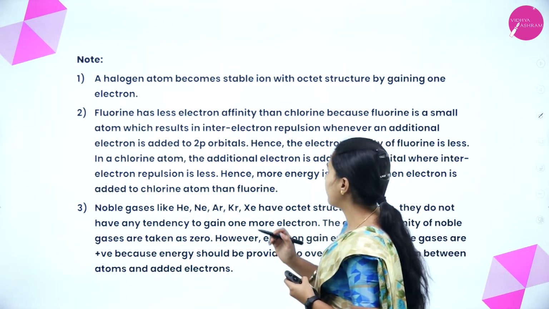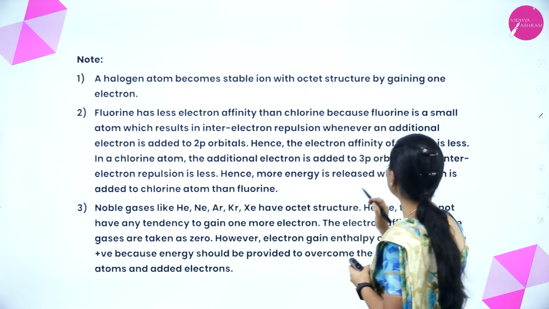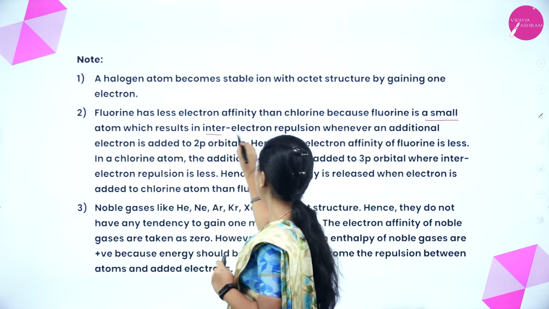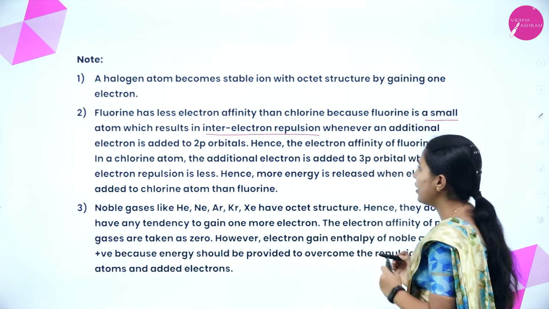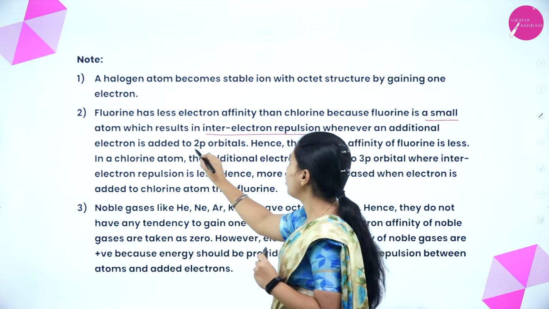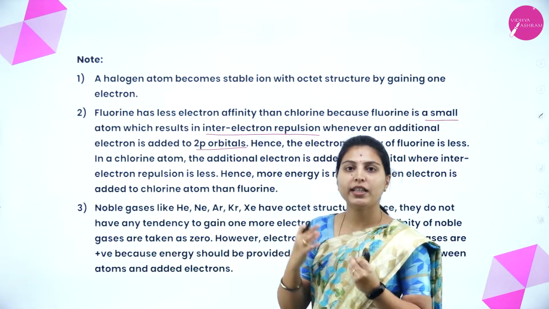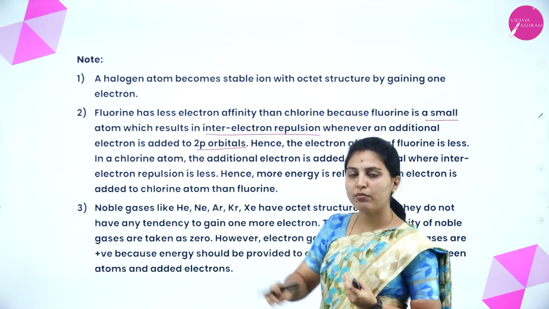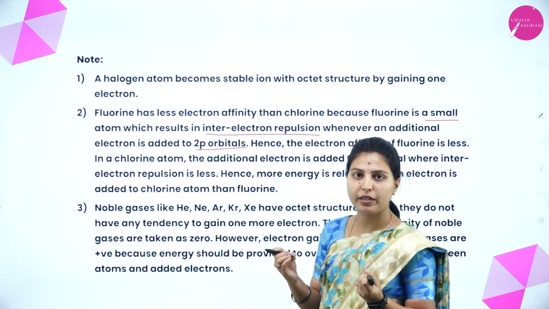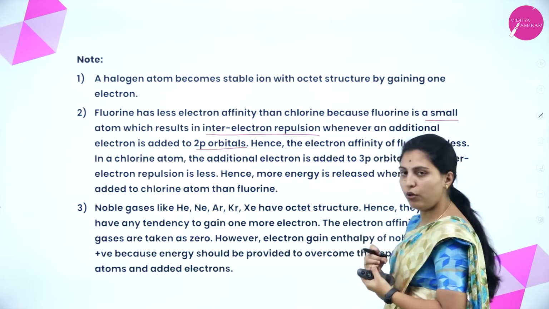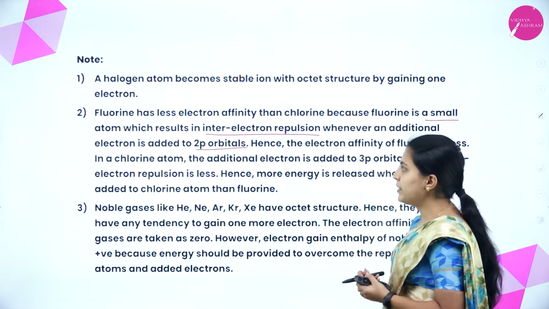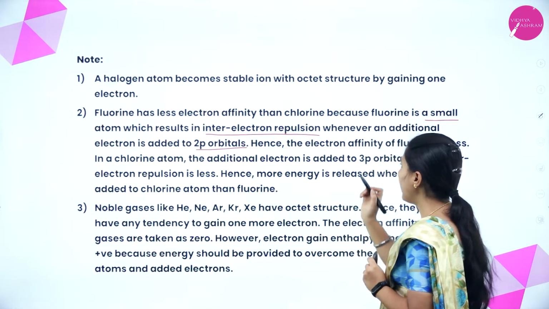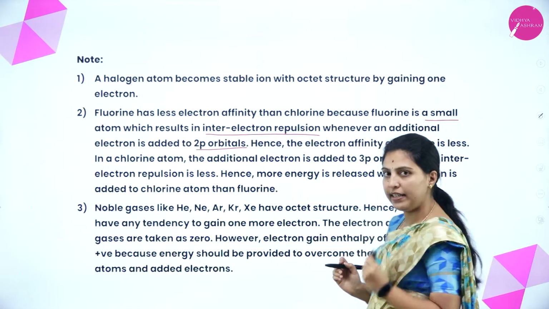Fluorine has less electron affinity than chlorine because fluorine is a small atom, which results in inter-electronic repulsion whenever an additional electron is added to the 2p orbitals. We talked about electron repulsion. Whenever we add an electron to the outermost shell, there will be electron repulsion. The fluorine atom is smaller, so due to the inter-electron repulsion, the electron affinity of fluorine is less.